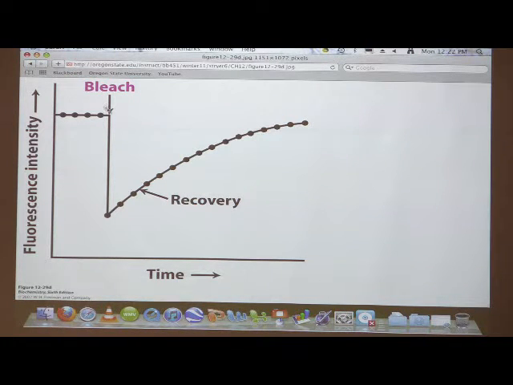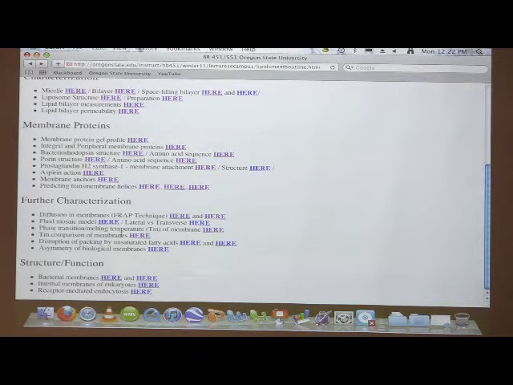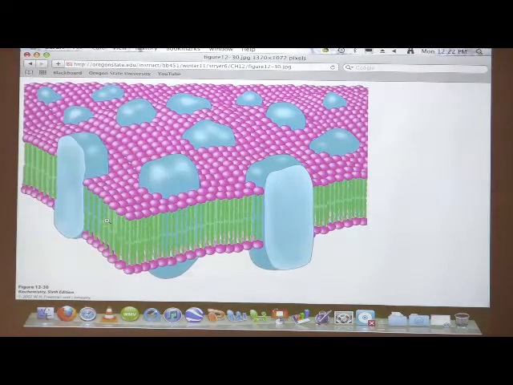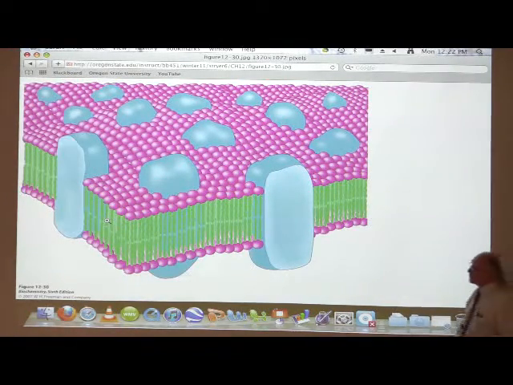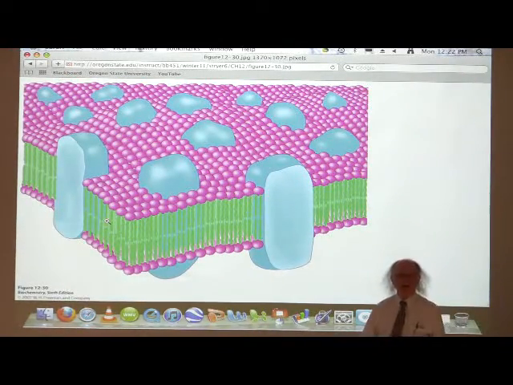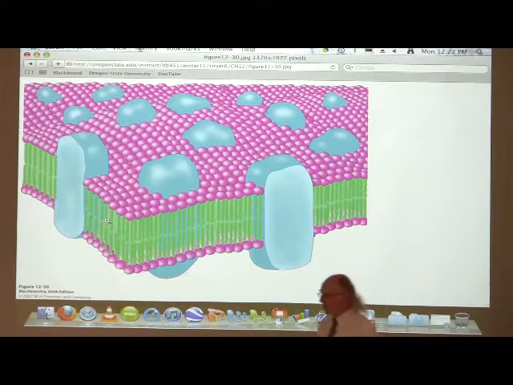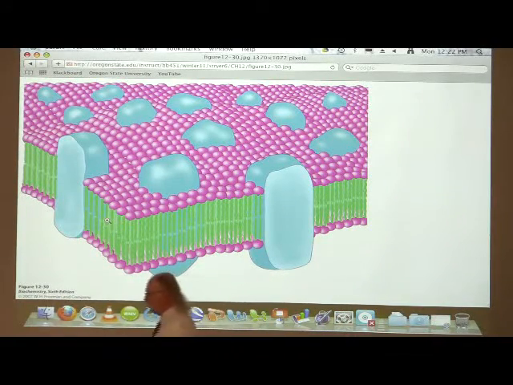Okay, so there's the bleach, there's the recovery time, the bleach in this case being a laser beam, and we measure how long it takes that thing to recover, and we get an idea of how fluid the membrane actually is. That brings us to what is described as the fluid mosaic model of membranes.